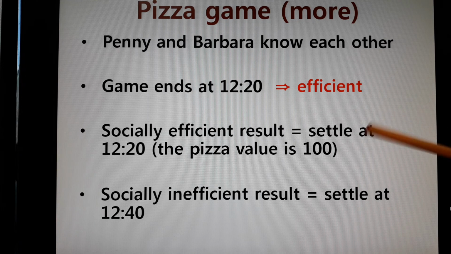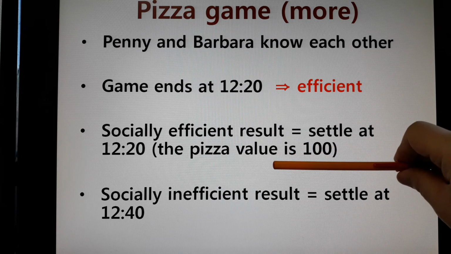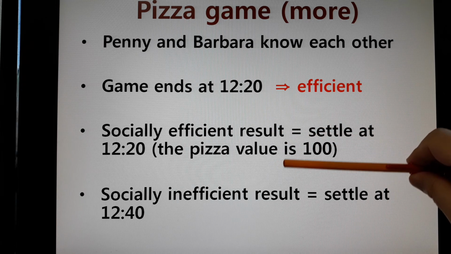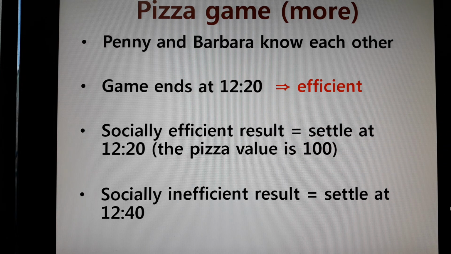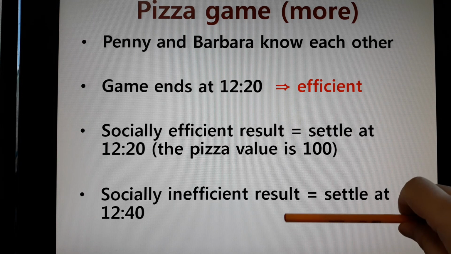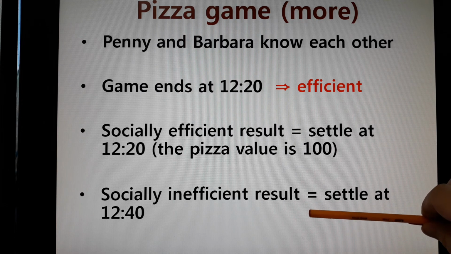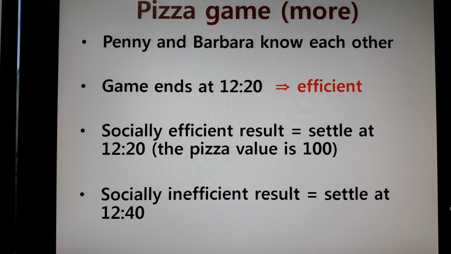Okay? So, in this pizza game, if you are the efficiency guy, you only look at what time the game was settled. And in the previous game, we thought about it was settled at 12:20 when the pizza value is 100. That is why we say the result is socially efficient. Needless to say, if they settle at 12:40, it is inefficient.